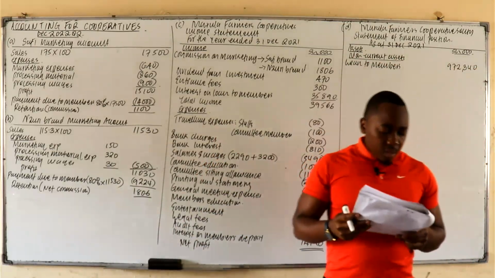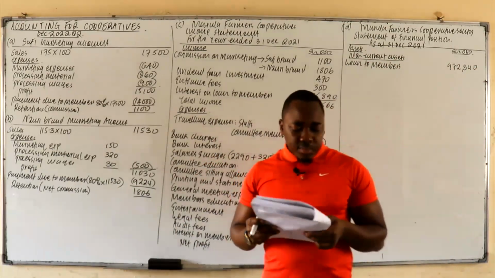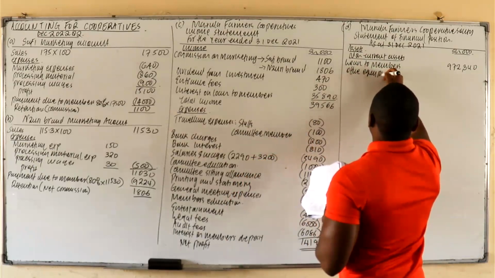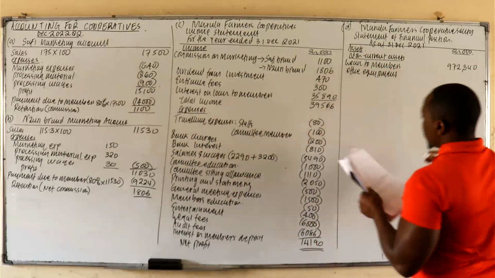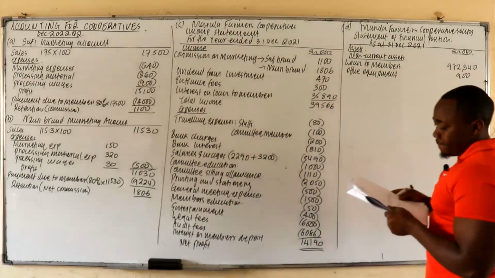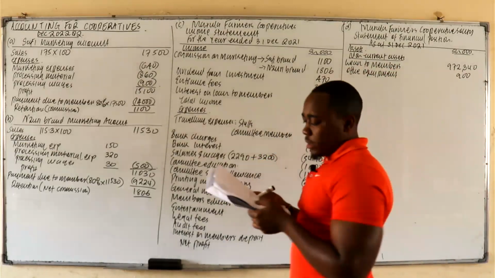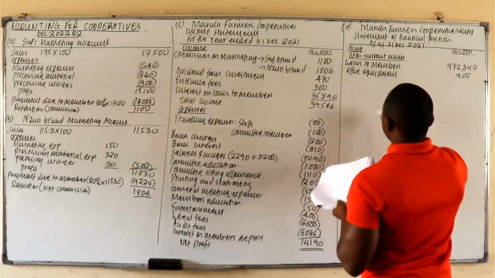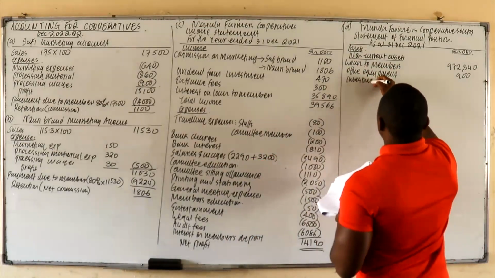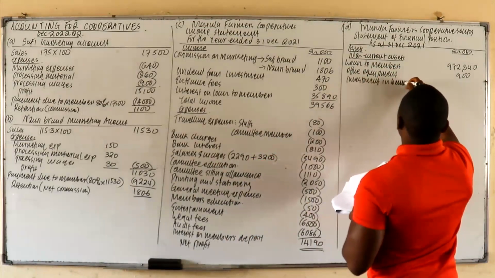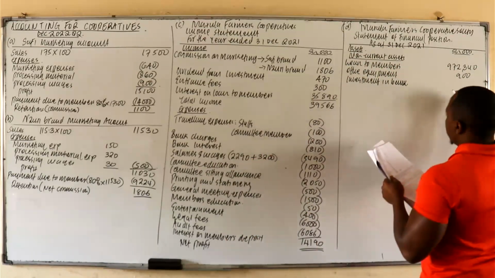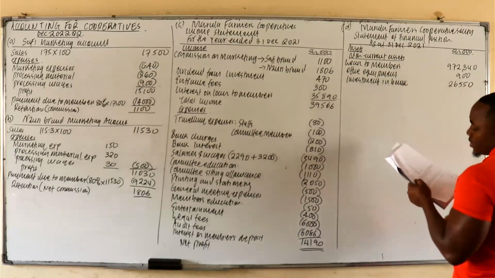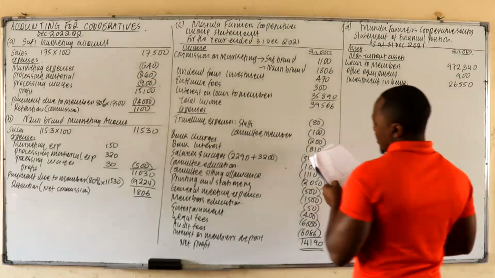Now let's go to the last item in the trial balance. The last item in the trial balance, we have office equipment. An office equipment is a non-current asset. We have an amount of 900. Also, we have investment in Wakulima Bank Limited. Investment in bank, amount of 26,550. Then I think the rest are current assets.